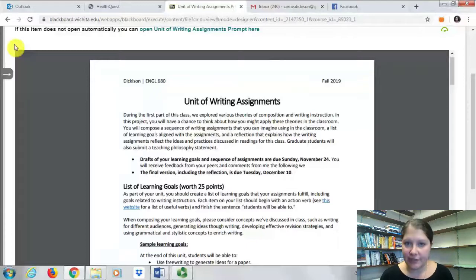And there are two due dates for this project. So two parts, the first two components of this project, drafts of those two components are due Sunday, November 24, so that's in 2 weeks. And that is a draft of the learning goals and a draft of the sequence of assignments. And then the final draft, which will also include a reflection, is due Tuesday, December 10, and that is during finals week. So I will go over each of these pieces in a little bit more detail.